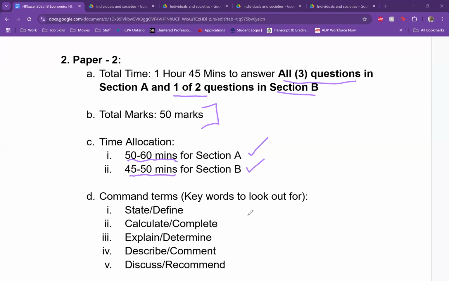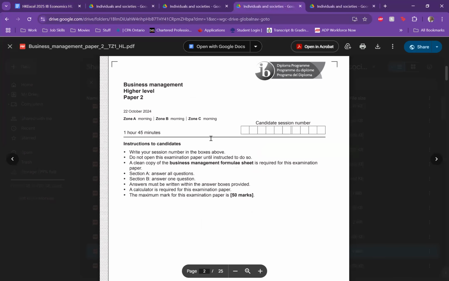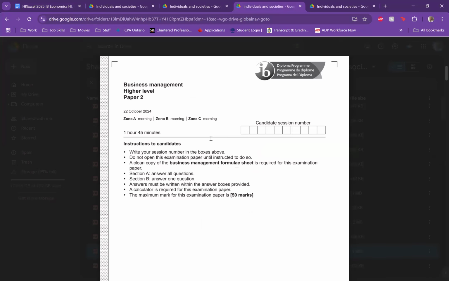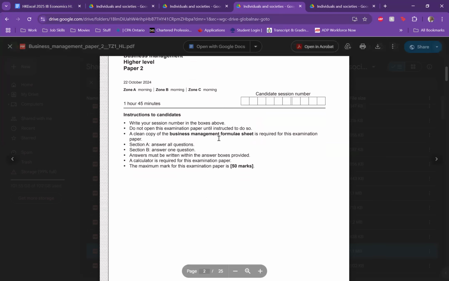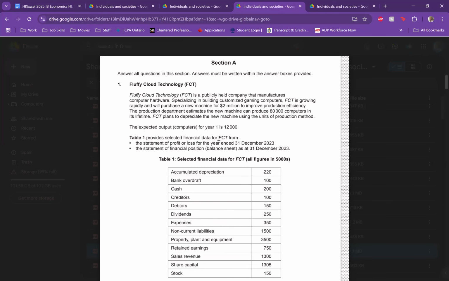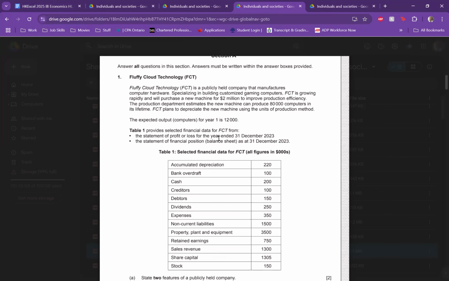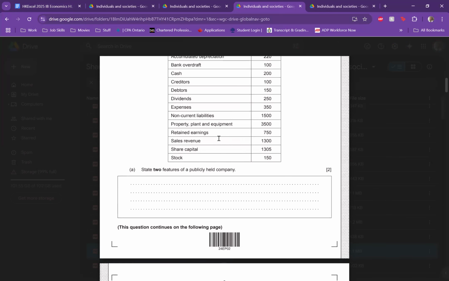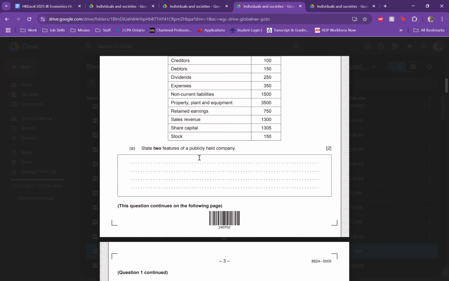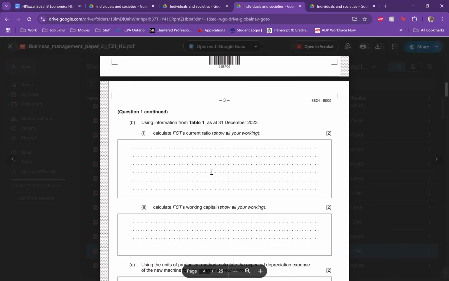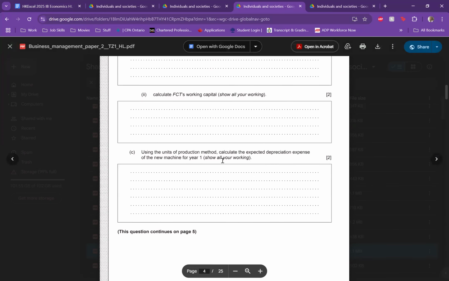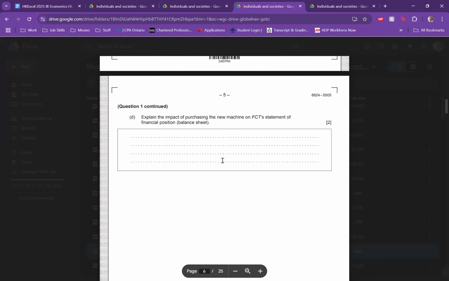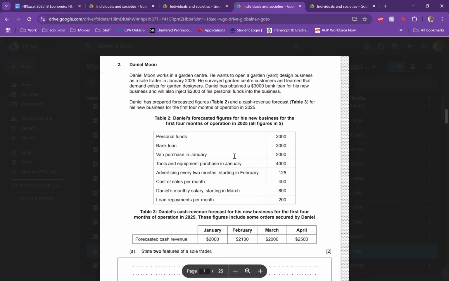So next, we'll look at one of these papers to see what we're dealing with. Here we have a Business Management HL paper 2. This is the 2024 paper. So the first three questions are going to be largely calculation based. Of course, you'll have state or define questions, but then you can see here, calculate the current ratio, working capital, and basically you keep getting more questions from the finance unit for these first three questions.